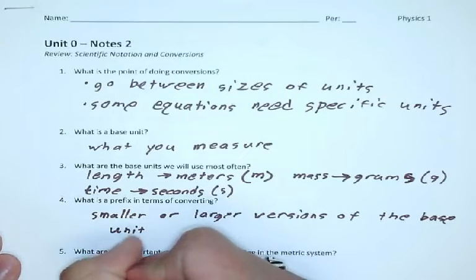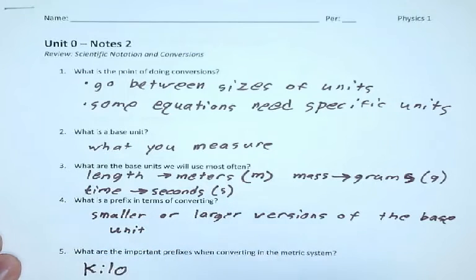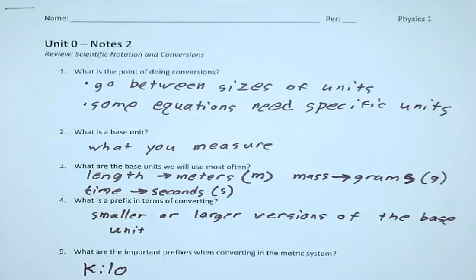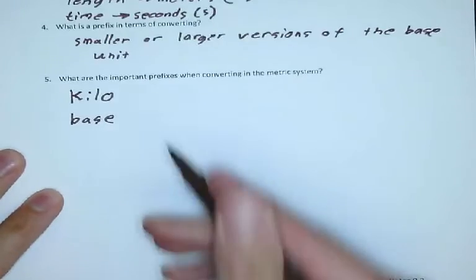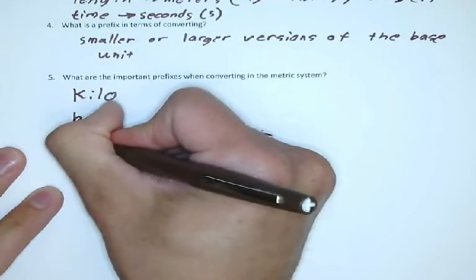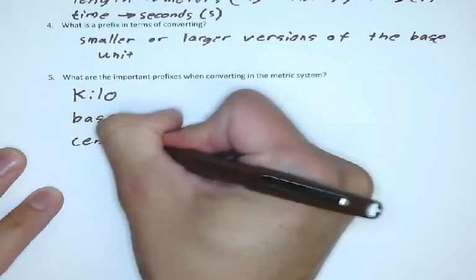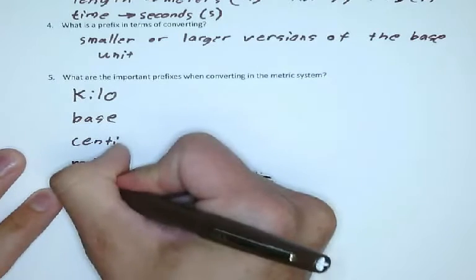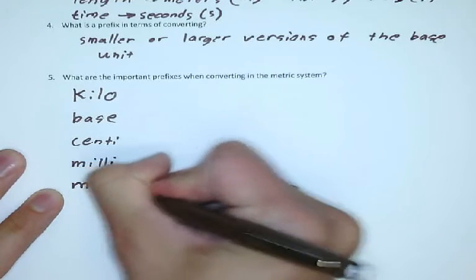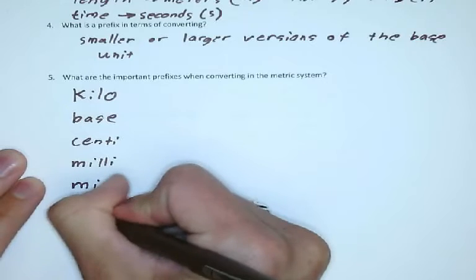You need to know kilo. Then the next one is where the base unit is. I want to make sure you see the base unit is one of these prefixes. It just doesn't have anything in front of it, but it's on the scale. So it goes kilo, base, centi, milli, and then two you may not be familiar with, micro and nano.